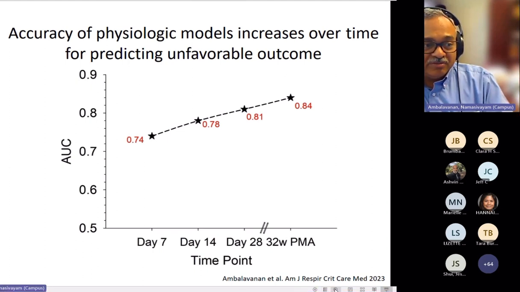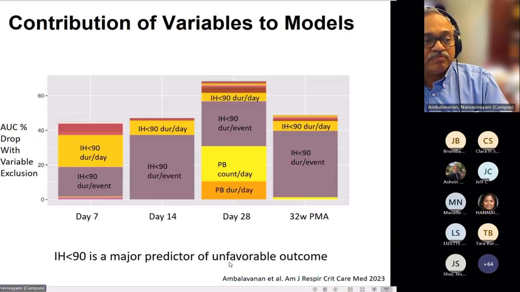That is, as the infant becomes more mature, your physiologic data are better at predicting outcomes. And which variables are most important? It turns out it is not apnea, it is not bradycardia, it's not periodic breathing, it's primarily intermittent hypoxemia. So at all the different time points, the duration per day and the duration per event of intermittent hypoxemia, less than 90% saturation, was the major predictor of respiratory outcome.